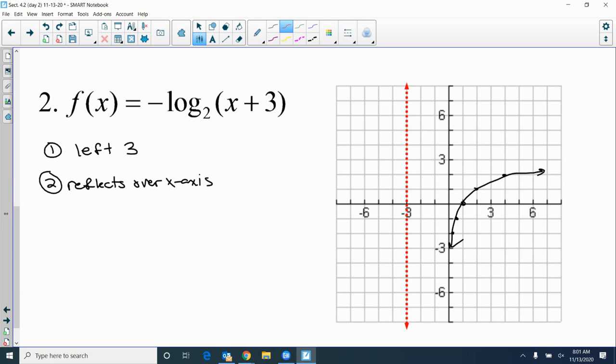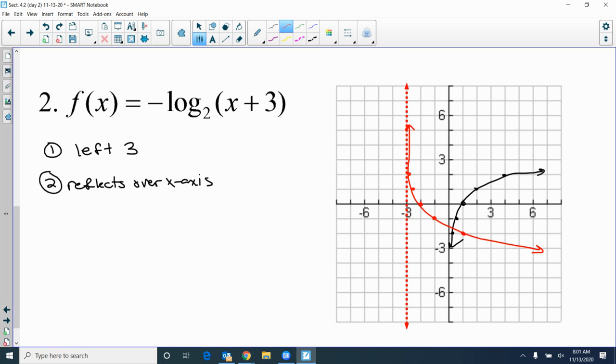All right, I'm going to start on the right with 4, 2. I go left 1, 2, 3, reflect over, so I end up here. Then I go left 3 again, 1, 2, 3, and that's on the x-axis, so I can't reflect it. Then the next points reflect up to the other side. So instead of going to negative infinity, it's going to go towards positive infinity because we reflected it.